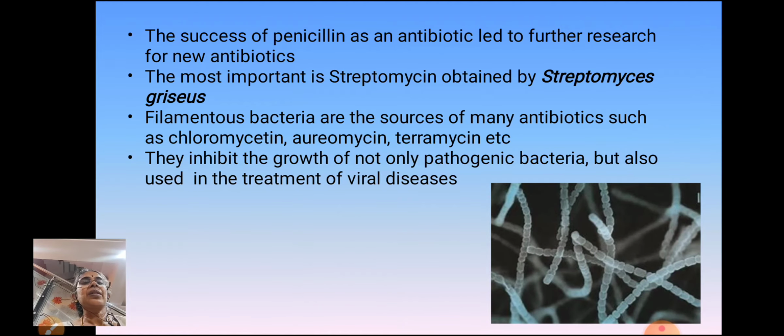The success of penicillin as an antibiotic led to further research to find new antibiotics. The next important antibiotic discovered was streptomycin from Streptomyces griseus. These organisms are the sources of many antibiotics such as chloromycetin, aureomycin, terramycin, etc. They inhibit the growth of not only the pathogenic bacteria, but are also used as antiviral substances which kill the viruses.